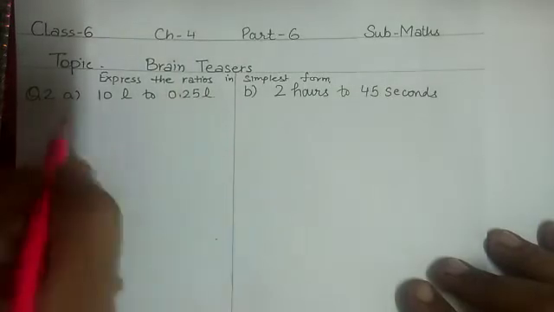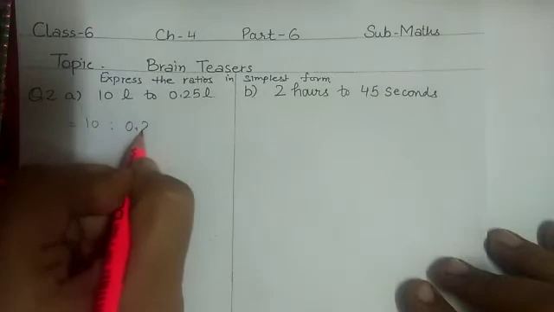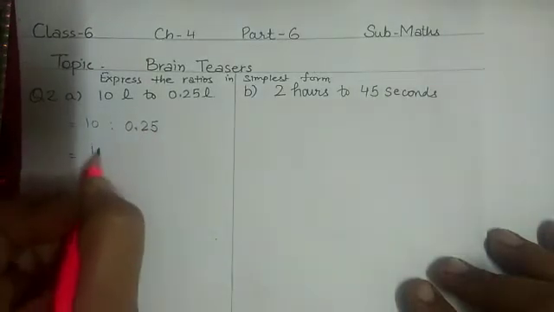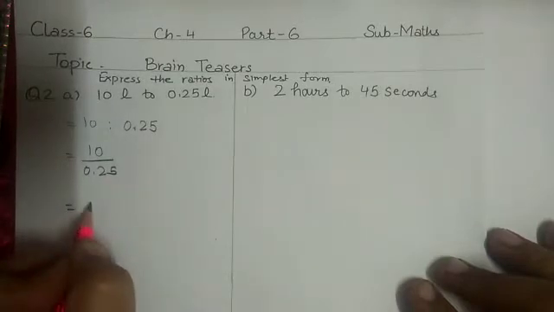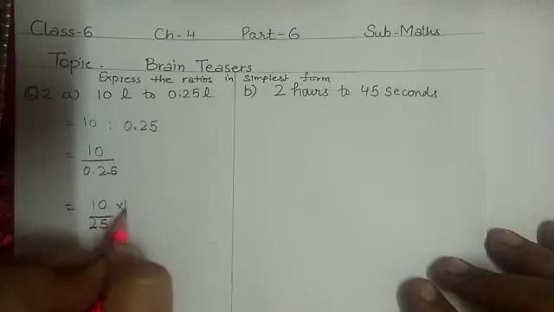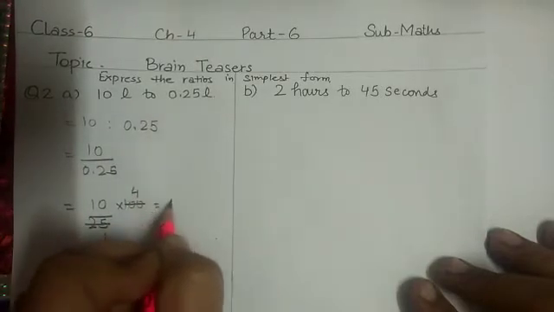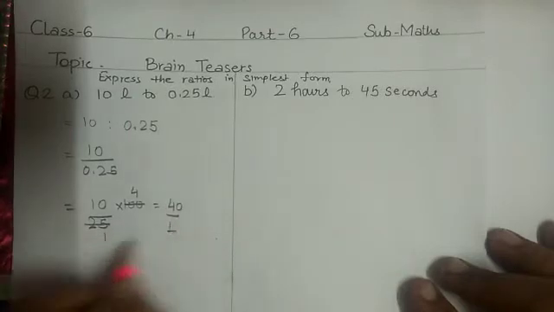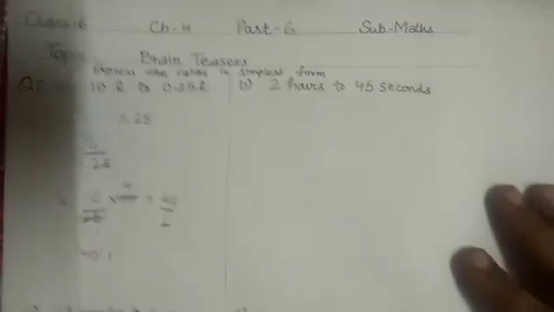Here the units are the same, so we will write 10 is to 0.25. That is 10 divided by 0.25, and after removing the decimal, it became 100 by 25. Now 25 ones are 25 and 25 fours are 100. So 40 by 1, that is, the ratio became 40 is to 1.